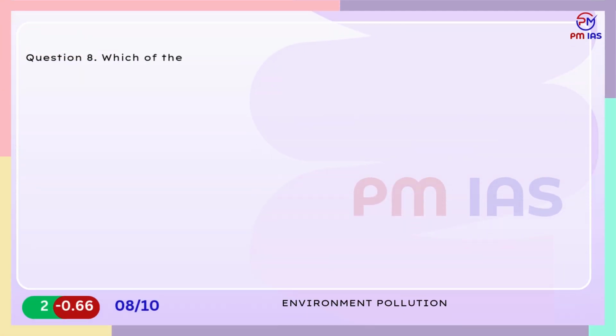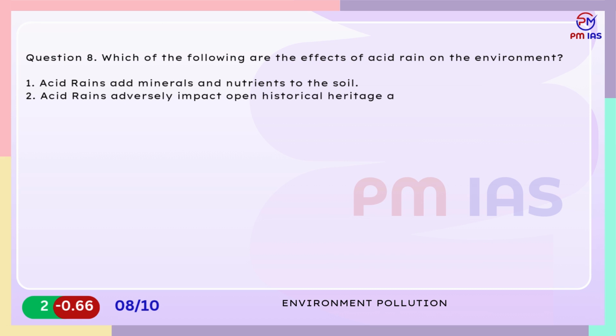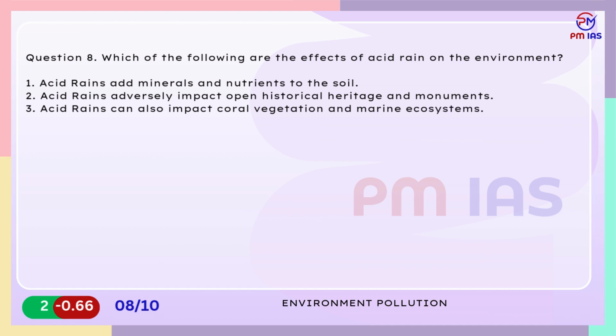Question 8. Which of the following are the effects of acid rain on the environment? 1. Acid rains add minerals and nutrients to the soil. 2. Acid rains adversely impact open historical heritage and monuments. 3. Acid rains can also impact coral vegetation and marine ecosystems. 4. Acid rain can cause the ocean's pH to rise. Select the correct answer using the codes given below.